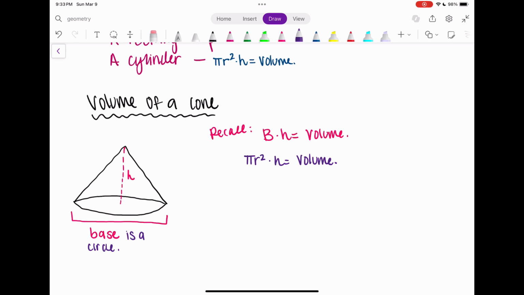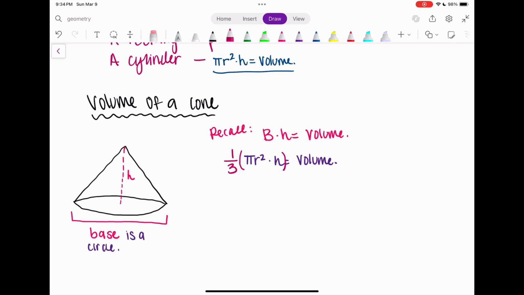But hey, if we look at our volume for a cylinder, it's the same as what we just wrote down for a volume of a cone. But there's actually going to be an extra part to this volume for a cone. We're actually going to write 1/3 in front of the pi. Why 1/3? Because if we took three cones and we put them together, they should form a whole cylinder.